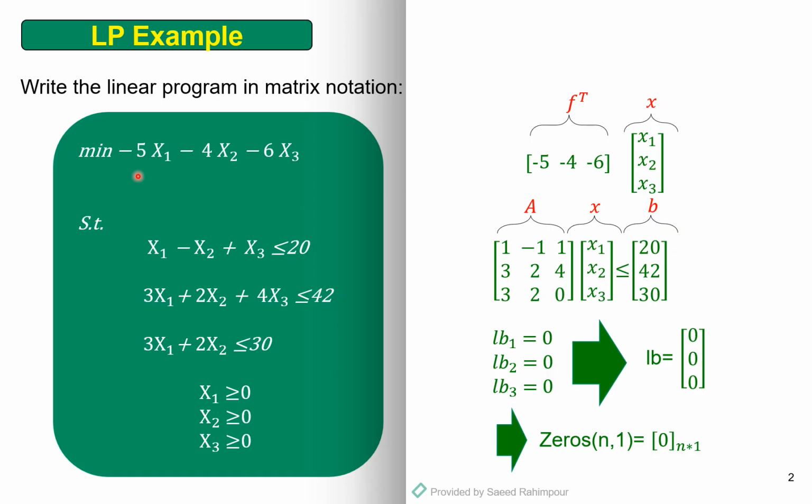Simply, it can be seen that we have the coefficient of x1 as minus 5, the coefficient of x2 as minus 4, and the coefficient of x3 as minus 6. So here we will write them in matrix notation. As I explained, the coefficients of the variables will be considered as F transpose. And then the variables that we are considering, we have three variables, x1, x2, and x3.